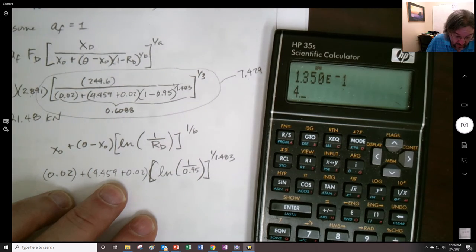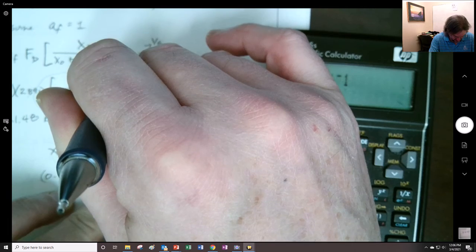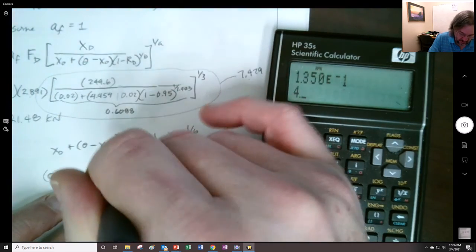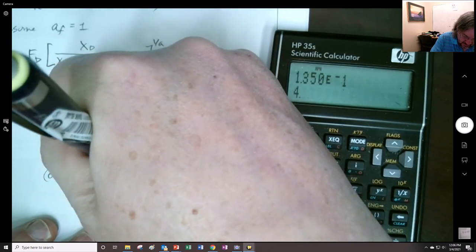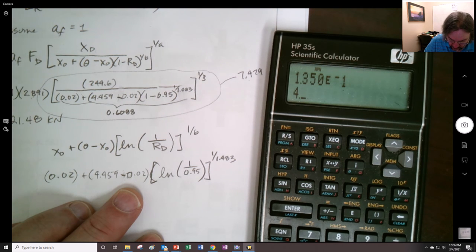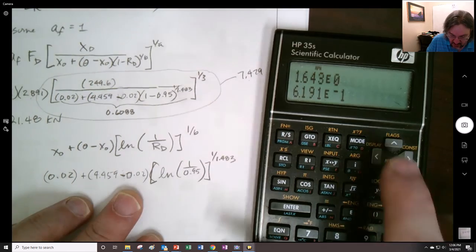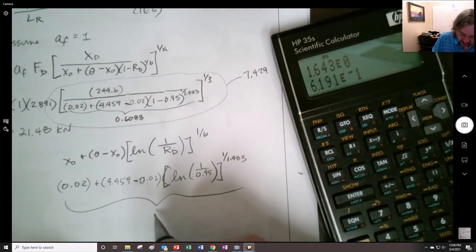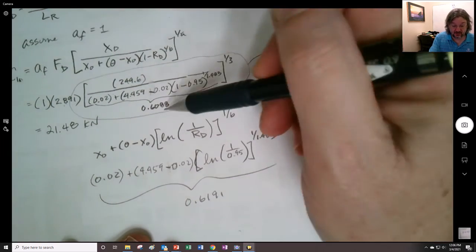Is that plus or is that minus? I think it's supposed to be minus. I think I wrote plus when it should have been minus. Yeah, I should have written it as a minus. My math was correct up here. But let's see, 4.459 and 0.02. We subtract it, we multiply that, and then add 0.02. So what we're left with here for this whole thing is 0.6191. Well, that's the difference here.